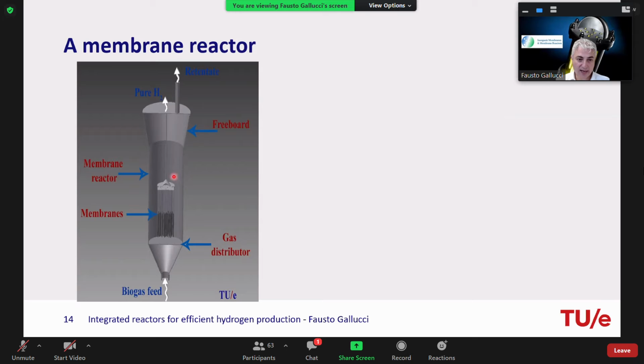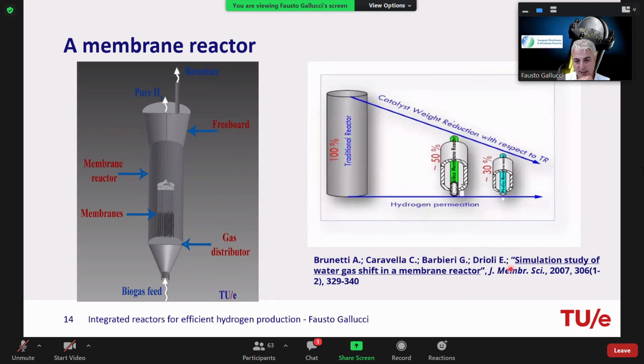Now, does a membrane reactor or an integrated reactor work? There are several studies showing that this works. A typical one is this one from my colleagues in Italy. They show that for a particular reaction, which is water gas shift, which is quite interesting for us because it's for hydrogen production, if you take a conventional system, let's say as a reference 100%, then if you take a membrane reactor, you can decrease the volume and the amount of catalyst to 20–30%, depending on the pressure and the temperature that you use in the membrane reactor. So it looks like it's working.